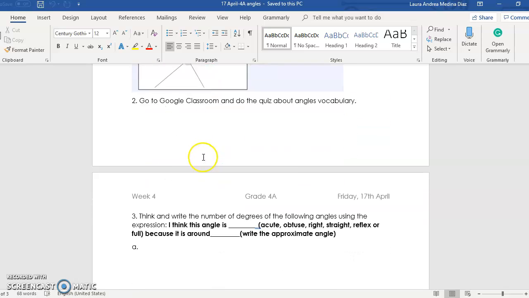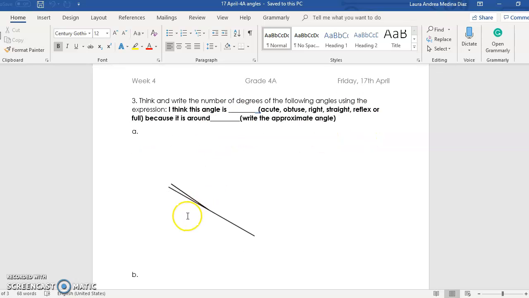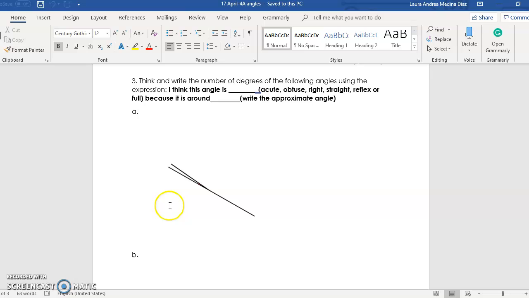What is estimate? Estimate is like to think, to look at the angle and to think what is the correct angle. So for example, I put you the expressions that you can use to write and to think what could be this angle. If it could be acute, obtuse, right, straight, reflex, or full. So you need to, of course, pair angle. You need to write a sentence saying and describing which one do you think it is.